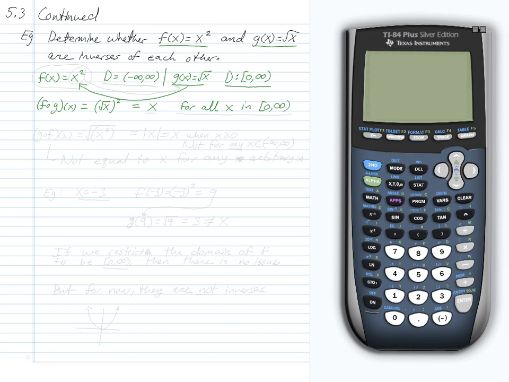Okay, so that direction worked. We got x for all x in the domain of the inner function, in this case g. Let's look at the other direction now. Well, g composed with f, we're going to go the other way. We're going to take x squared and plug that into g. So x squared is going to be our input, and what are we plugging it into? Well, we're square rooting.